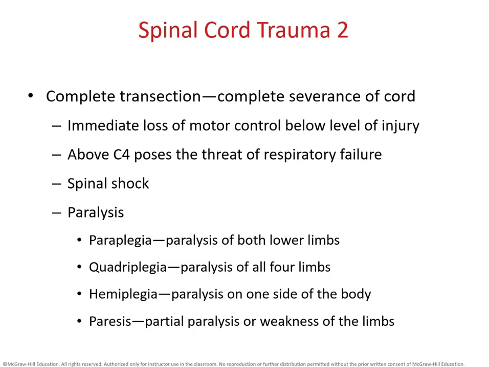So if both of the lower limbs are paralyzed, we call that paraplegia. If it's all four limbs with an injury in T1 or higher, that would be quadriplegia. When it's hemiplegia, that would be paralysis of either the left or the right side of the body. And finally, paresis is when we have partial paralysis or weakness in one or more limbs.